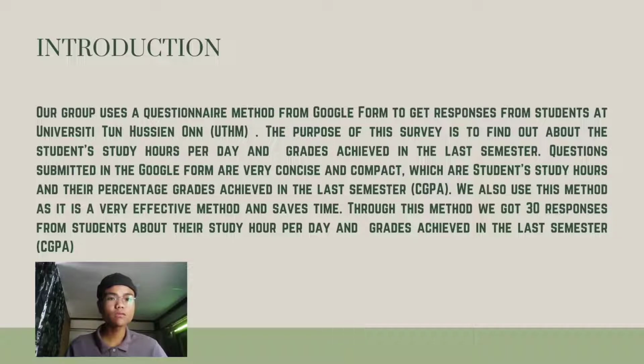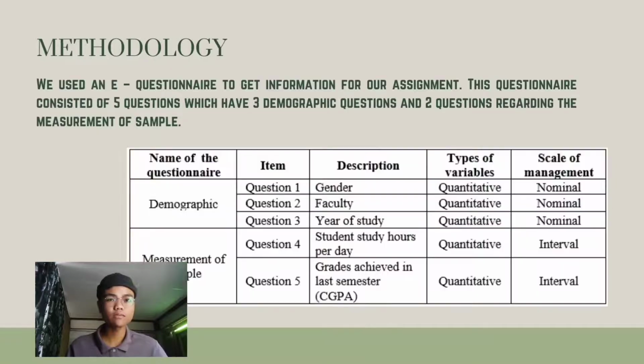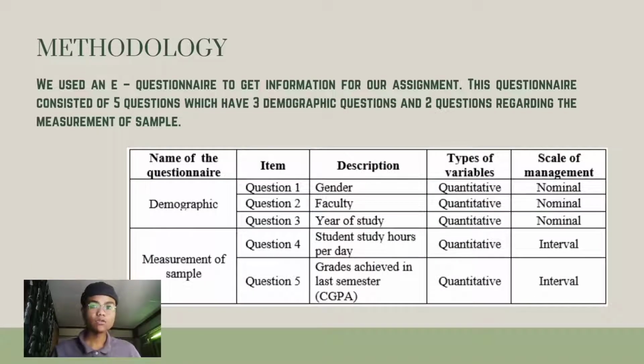Questions submitted in the Google Form are very concise and simple, which are students' study hours and their CGPA in the last semester. We also use this method as it is a very effective method and saves time. Through this method, we got 30 responses from students about their study hours per day and their CGPA in the last semester. For the next part is methodology.